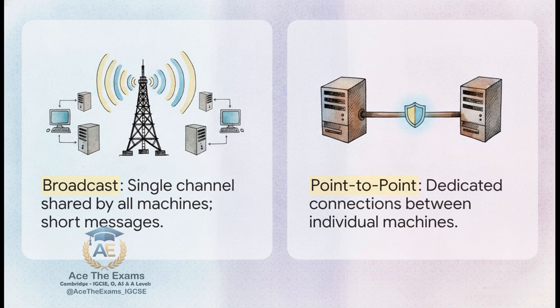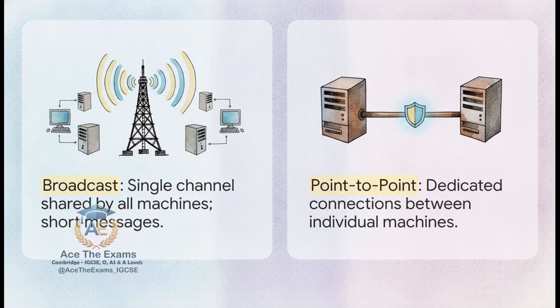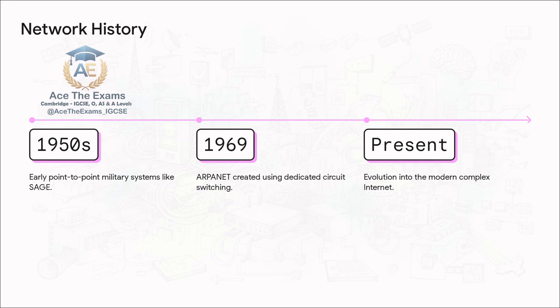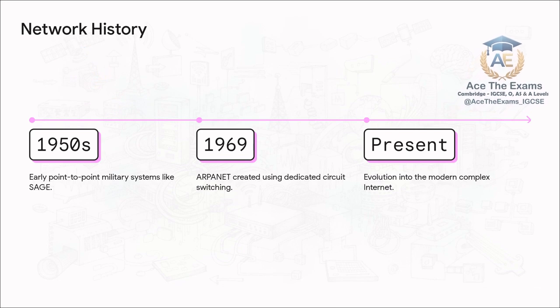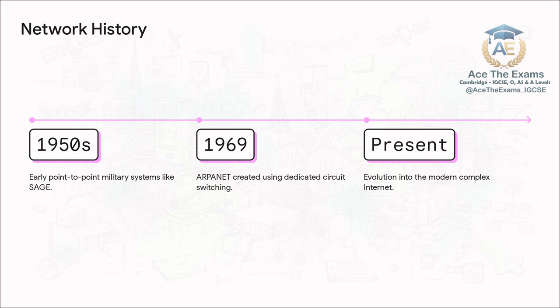On the flip side, we have point-to-point networks. These use dedicated connections between individual machines, so it's a direct private conversation between two nodes. No shouting required. To really grasp point-to-point networks, it's super helpful to look at where they actually came from. Back in the late 1950s, early point-to-point systems were used in U.S. military radar systems, like SAGE.